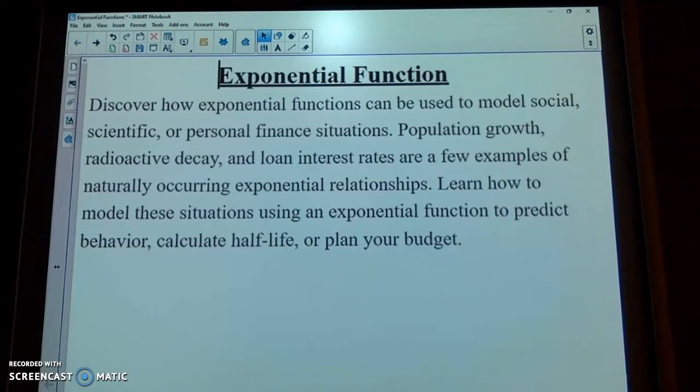Sorry to add a little bit of scare factor to exponential functions, but here's a prime example of how it applies to everyday life. So we have population growth, radioactive decay, and loan interest rates as a few examples of naturally occurring exponential relationships. So we're going to learn how to model these situations using an exponential function to predict behavior, calculate half-life, or plan your budget.